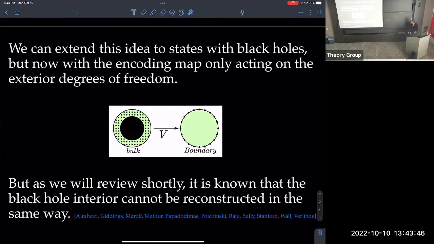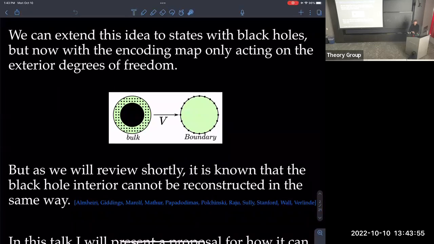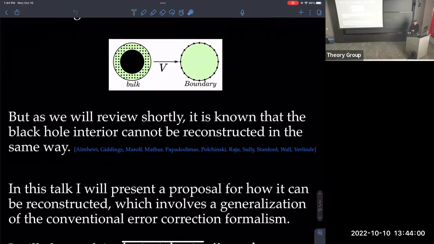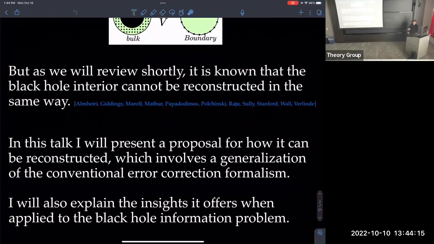As we will review shortly, however, it is known that the black hole interior cannot be reconstructed in the same way that we did here, where V is, we'll have to generalize the construction. In particular, I will present a proposal in this talk for how the space-time behind the black hole can be reconstructed, and this will involve a generalization of the conventional error correction formula. And I will also explain the insights that this offers when you try and apply this to the black hole information.